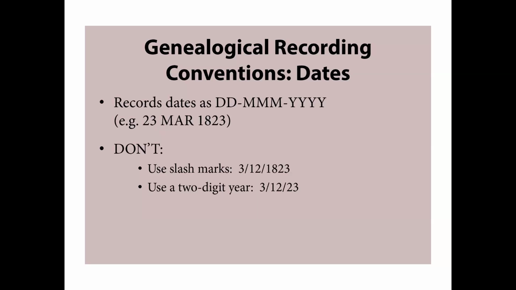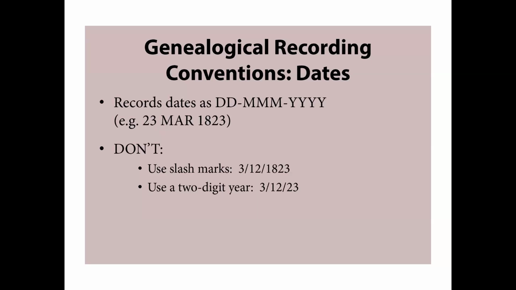We want it fully spelled out. So we don't want to use slash marks because in the example of 3/12/1823, that could be read in an American convention as March 12th, 1823. If you were looking at a European or Canadian, for example, they might read that as December 3rd, 1823.